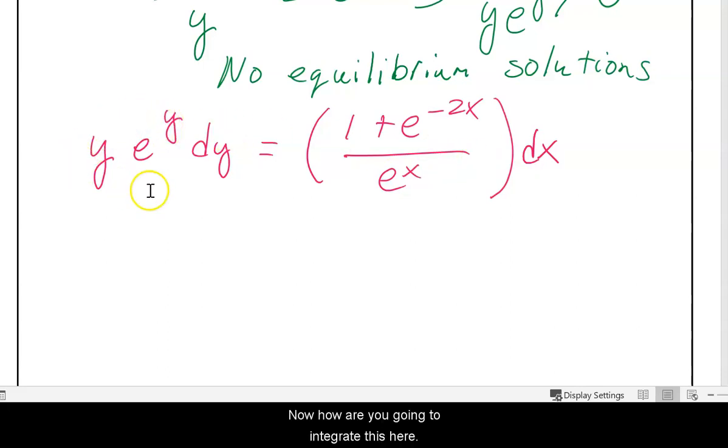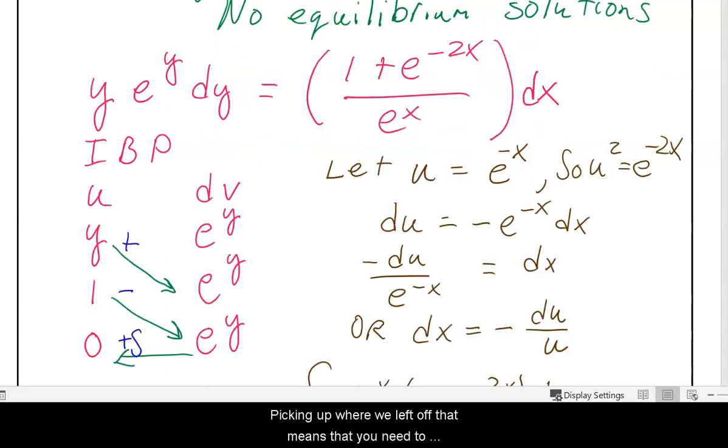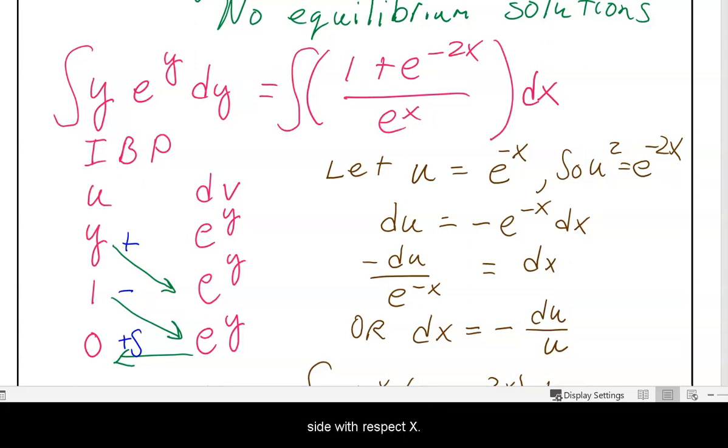Now, how are you going to integrate this here? Yeah, you got it. We need integration by parts again. You may want to pause the video here, work out the integrals yourself and then turn the video back on and check your answer with mine. Picking up where we left off, that means that you need to integrate the left side with respect to y and the right side with respect to x.